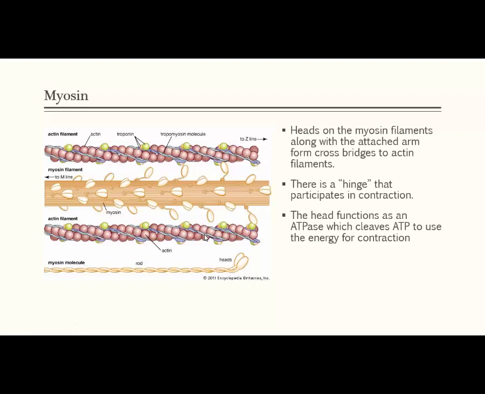filaments. And when the contraction occurs, the heads or hands or arms use ATP to contract and to bend at the hinge and to move along the actin filament via these cross bridges to cause muscle contraction.